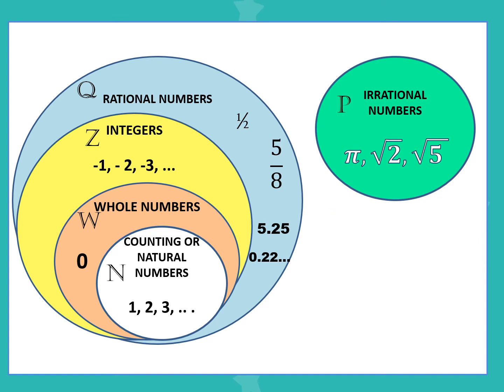irrational numbers. Irrational numbers are numbers that cannot be expressed as quotient of two integers. Example, pi, square root of 2, square root of 5, square root of 11. So these are irrational numbers because these numbers cannot be expressed as quotient of two integers. Both of these numbers, the rational and irrational, are under the umbrella of the real numbers. So lahat ng mga numbers nito ay real numbers.